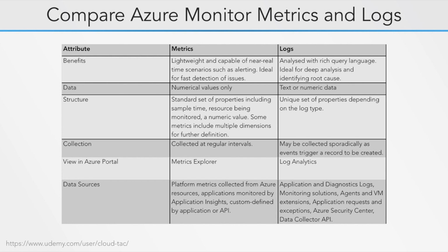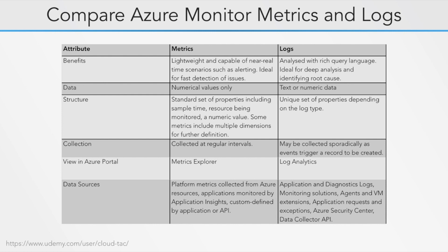Logs can include data structures such as text and numerical values, whereas metrics provide only numerical information. While logs provide a unique set of properties based on the log type, metrics have a standard set of properties including sample time, the resource being monitored, and a numeric value. Some metrics include multi-dimensional information. Metrics are collected at regular intervals, while logs may be collected sporadically as events trigger a record to be created.